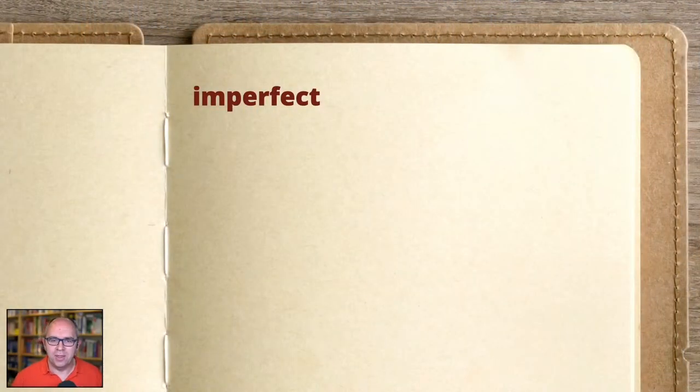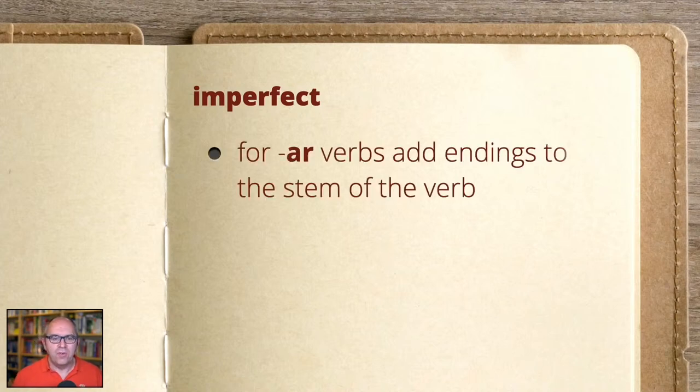In actual fact, the imperfect tense is very straightforward and also very regular. Now, it's not often you hear that about Spanish verbs, that things are very regular, but yes, this is indeed a very regular tense. So let's take a little look at how the formation of the imperfect works. For AR verbs, we add endings to the stem of the verb. So what's the stem? The stem is when we take off that AR and we're left with the stem.